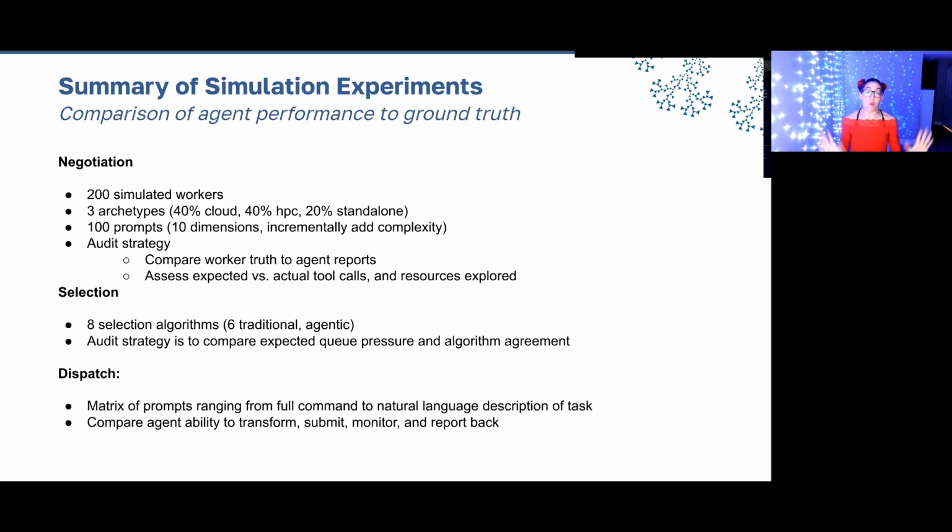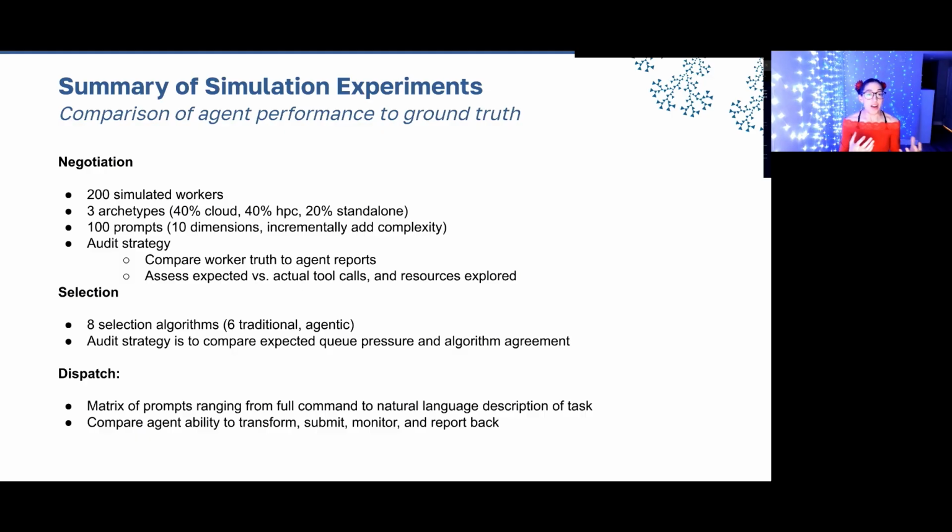Here's a summary of what our experiments looked like. The basic idea is that we wanted to compare what the agent did to a ground truth. So for negotiation, we came up with 200 simulated workers, and we have a pretty cool algorithm to do this, where we have an archetype for a type of worker. So a cloud archetype, an HPC archetype, and then a standalone archetype, which could be a single VM or it could be an edge device.